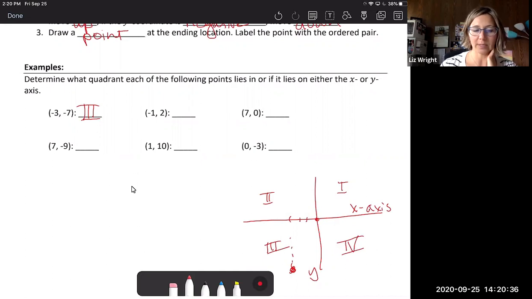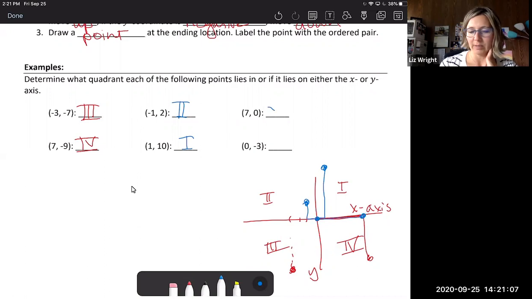I'm going to go down the columns. So 7, -9 is going to be this way and then down here somewhere. That's going to be the fourth quadrant. -1, 2: -1 and then up 2 is going to be in my second quadrant. 1, 10 would be 1 and then about up here, so that's the first quadrant. 7, 0, starting here, is going to be about right here, so that's on the x-axis. And then 0, -3 is going to be on the y-axis.